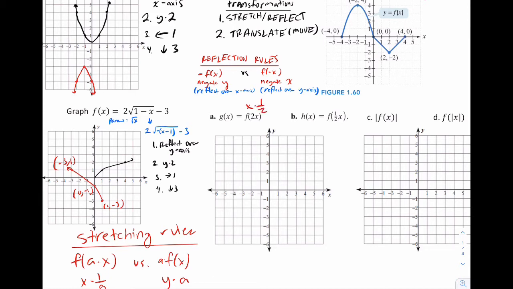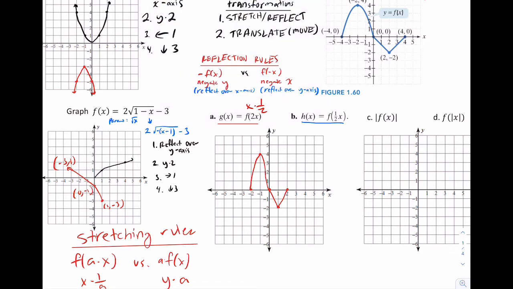So essentially, the graph is going to compress. And if you think about it, it just means the graph will complete 2 times faster. So start with this first point, (0, 0). We'll do A in red. Instead of (4, 0), it's going to be (2, 0). Instead of (2, -2), it's going to be (1, -2). Instead of (-4, 0), it's (-2, 0). And (-2, 4) becomes (-1, 4). So notice how it compressed by a factor of 2. And that's because the graph is going twice as fast. So it's kind of counterintuitive here.